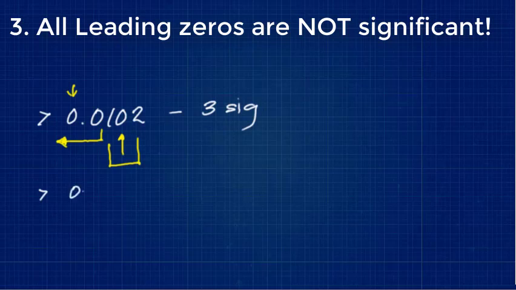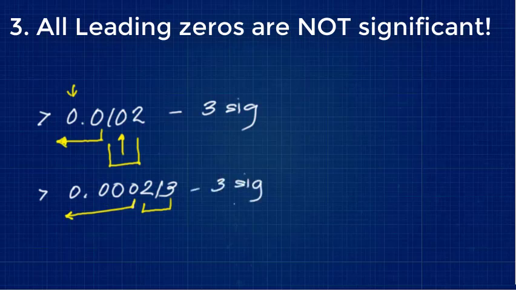Another example is 0.0000213. Using the rule here and looking at the left side, these are not significant. Looking here, 213, these are significant. This means that this has 3 significant figures.